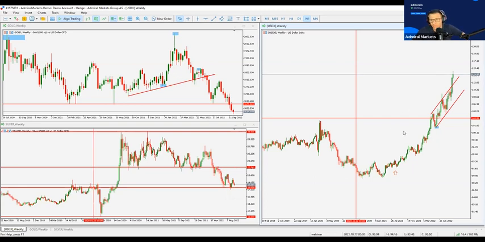So it wasn't very beneficial to take this type of trade. All right.